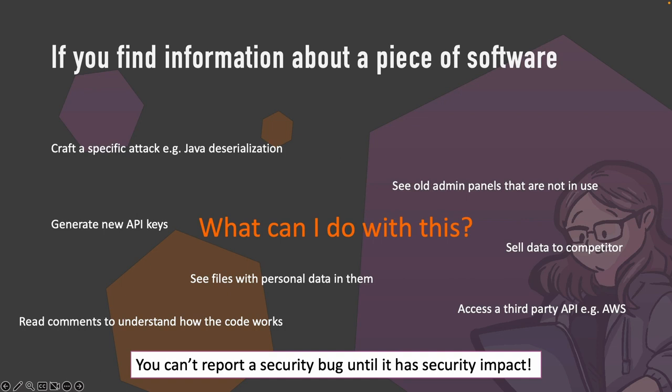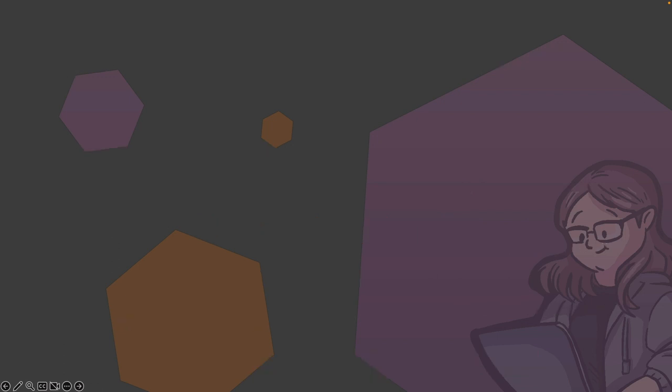Importantly, what I want you to know is that you cannot report a security bug until it has a security impact. No security impact, no security bug, don't submit it, because they're just not interested. Either you're going to have to tell people why this information being out there public is bad, or you're going to have to demonstrate that by actually attacking it.